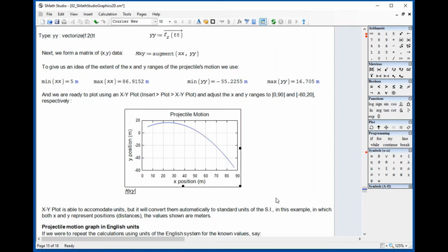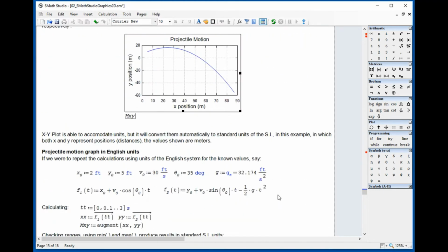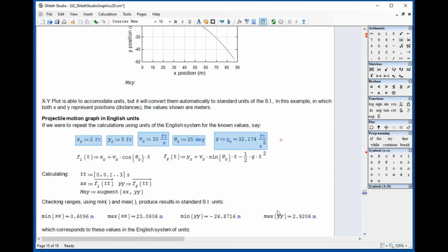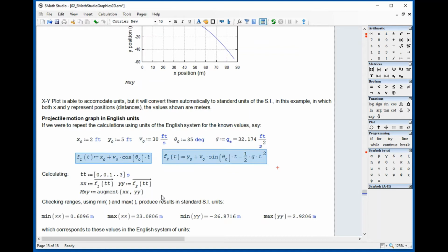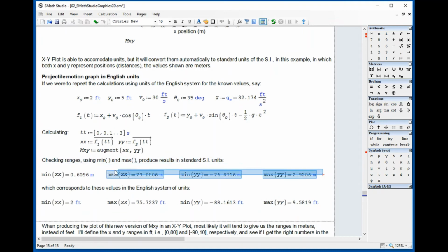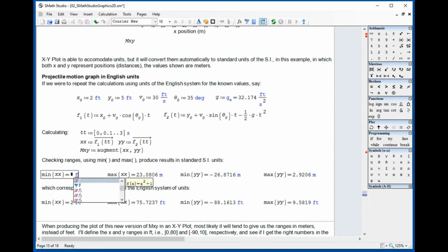Now, this works fine when you're working in the international system, because the units that you have in your matrix are in the basic units of the international system. But if you're working with units of the English system and define your functions and do all the calculations just like we did before, we find that when evaluating minimum and maximum, we end up with meters. Then we convert to feet. Remember, to convert to feet, simply type on this placeholder and type apostrophe ft. And that's how I get this result.